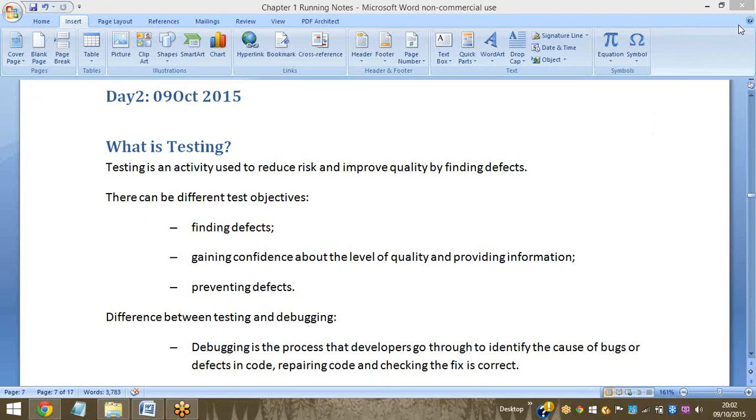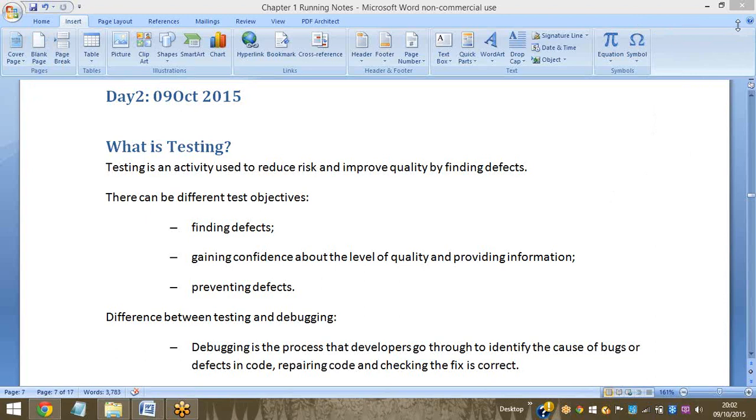So yesterday, what are the main things we looked at? We looked at why testing is necessary. And we realized testing is necessary because even today failures are fairly common. So we started looking at the root cause of failures. We did a root cause analysis.